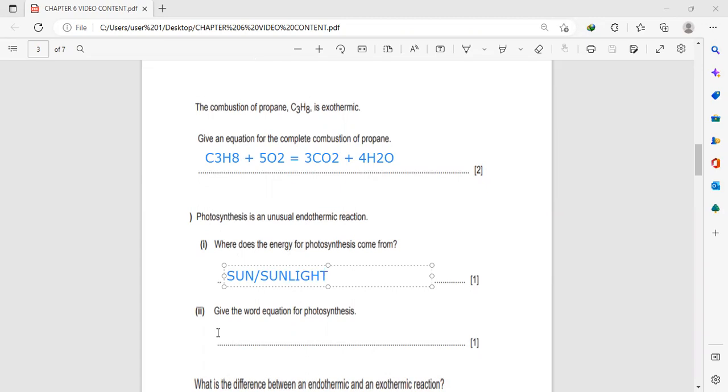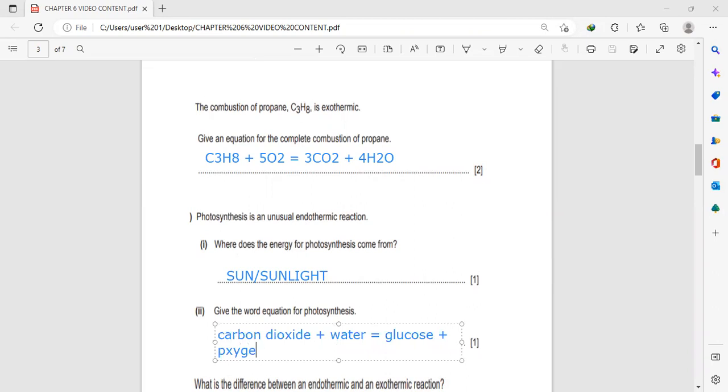Next question. Carbon dioxide plus water gives glucose plus oxygen. That is the word equation. Move to the next question.